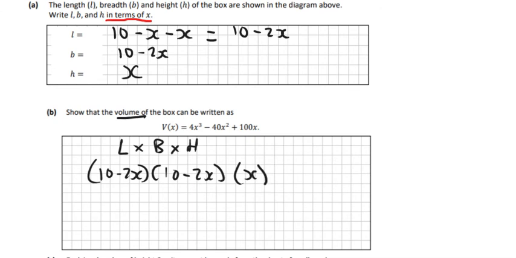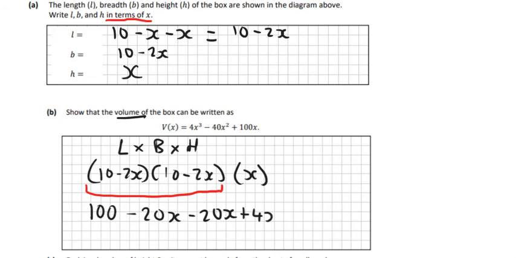multiplied by x. If we just focus on these two first, there are different ways of multiplying out double brackets. Forget about the x first and we'll multiply it in after. You can do the grid method if you want, but you should get 100 minus 20x minus 20x plus 4x squared. So if I tidy that up, and that still all has to be multiplied by x.